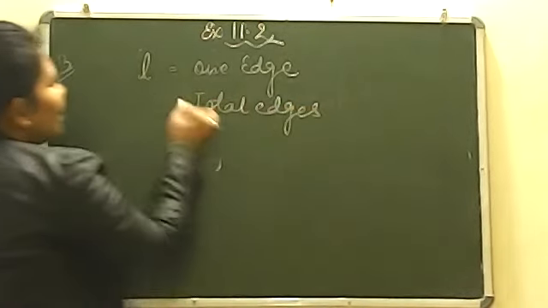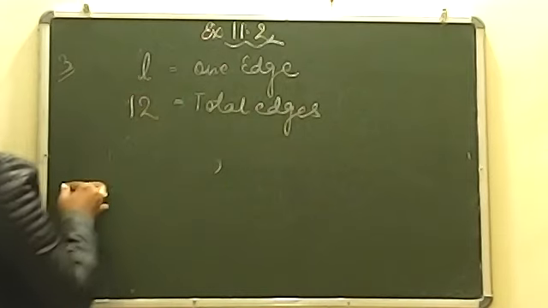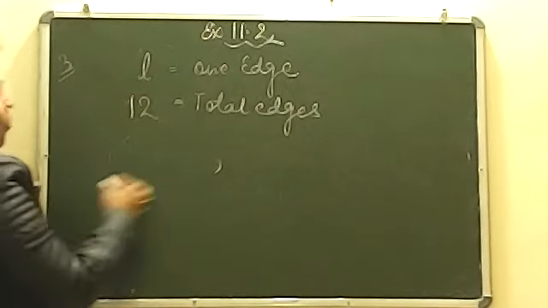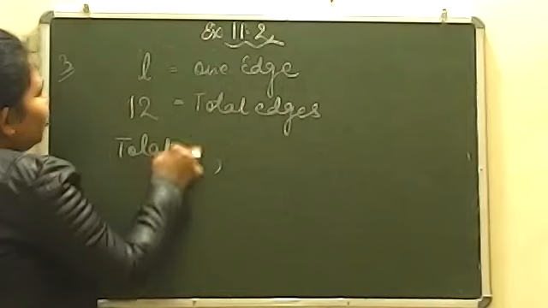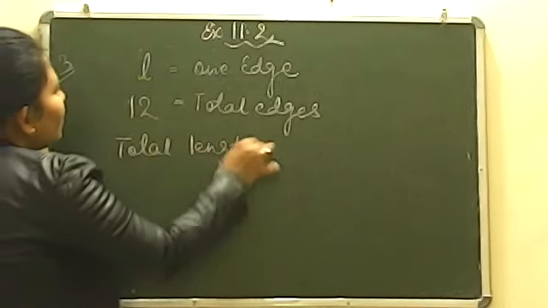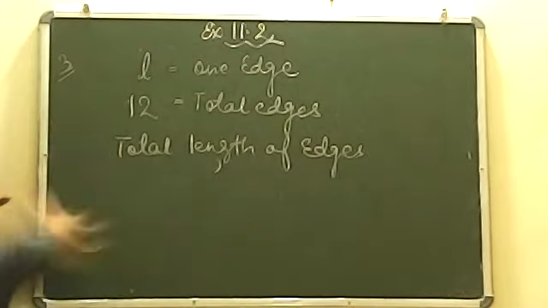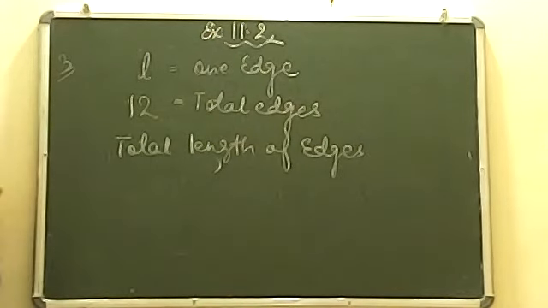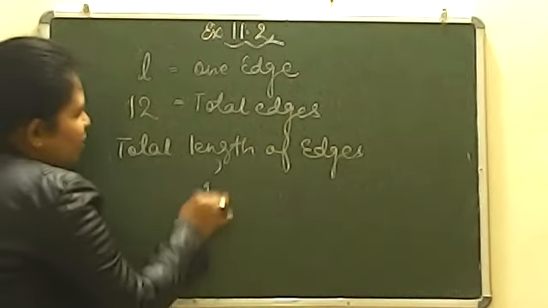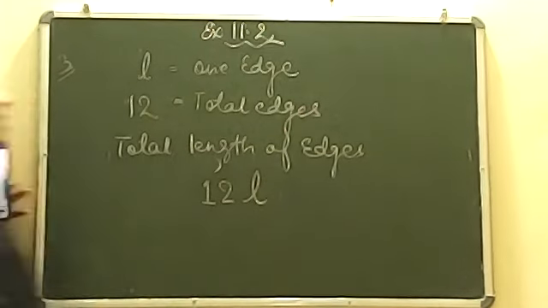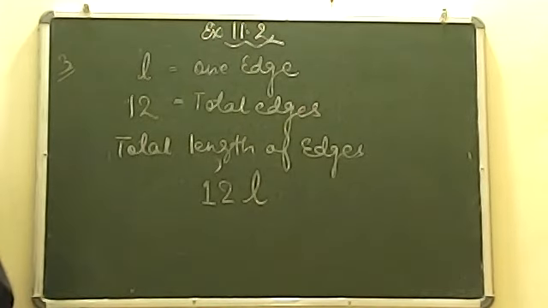Total edges होती हैं कितनी? 12. So if you have to find out total length of edges, you will be simply doing it: total length of edges will be L plus L plus L plus L plus, you will be doing it 12 times. ठीक है. So जब आप सेम तरीके की एज को 12 times ऐड करोगे तो your answer would be 12L. Like the previous question which we have done, it will be now 12L. ठीक है. Your answer would be 12L.